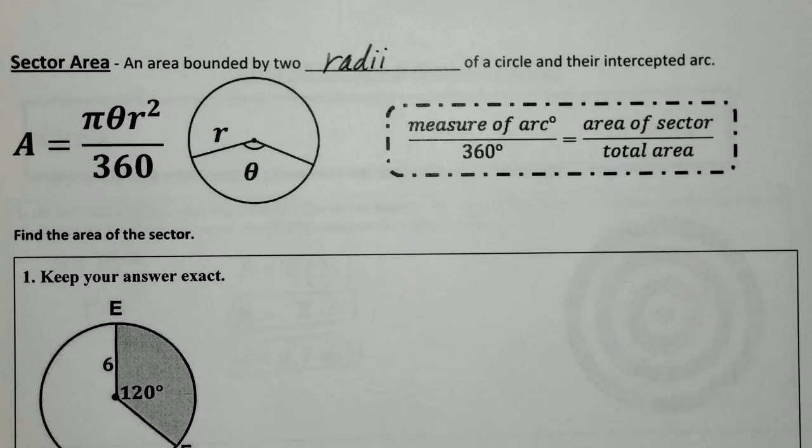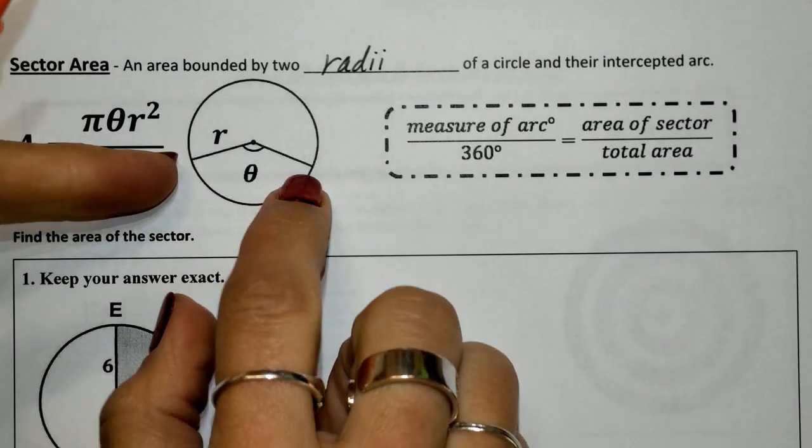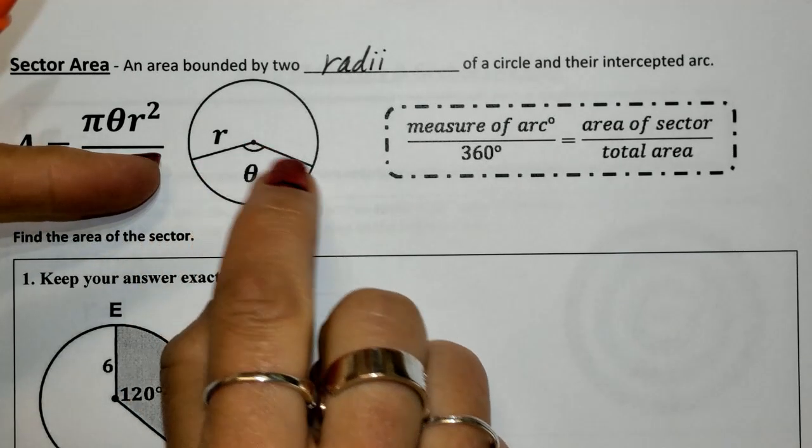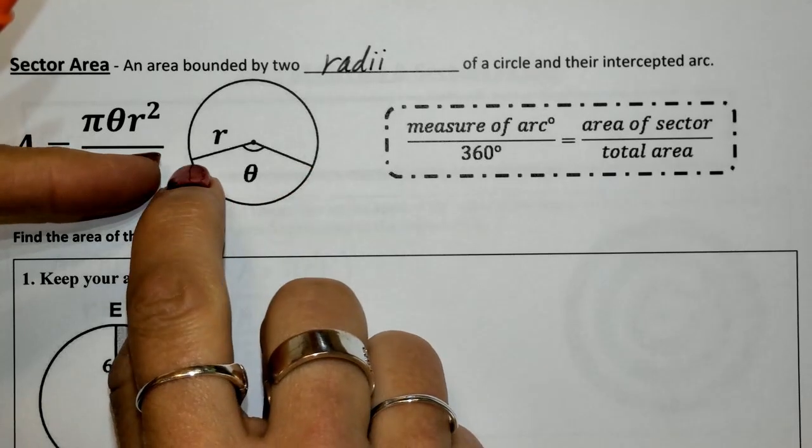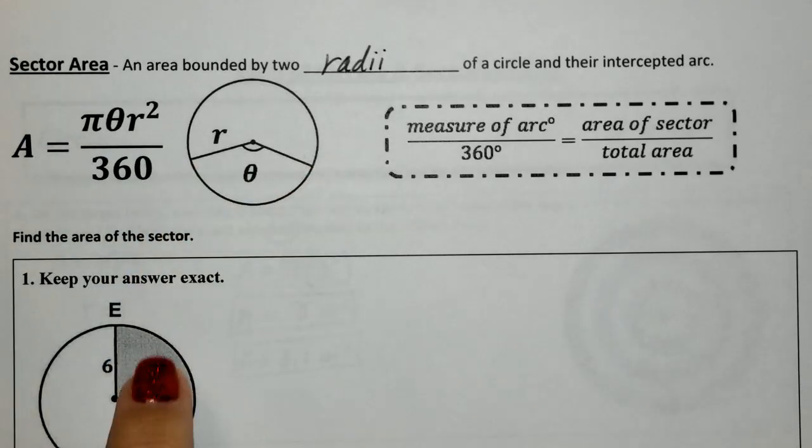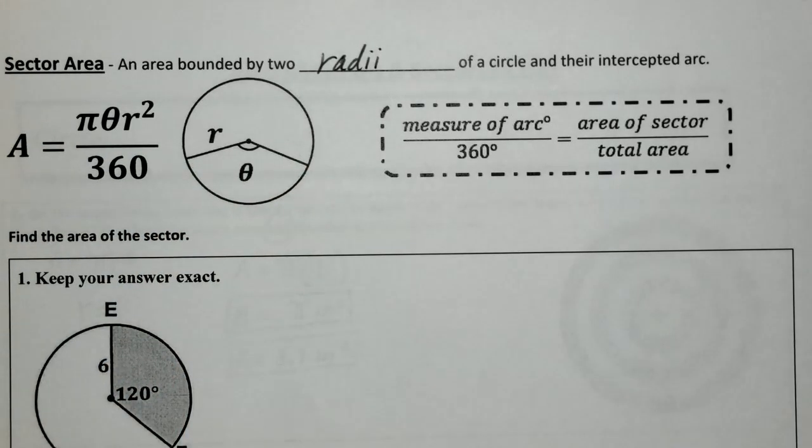Okay, the next page is on sector area. We need to understand a sector is an area bound by 2 radii. Radii is plural for radius, okay, and its arc. So if we look here at this little big old piece of pizza, that is a sector. And we're going to see that as the shaded area in the 3 problems below.